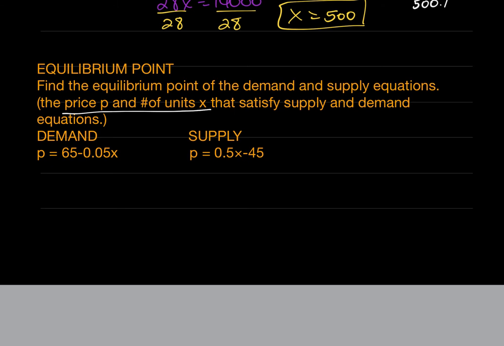So it gives you literally demand is P equals 65 minus 0.05X. Supply is P equals 0.5X minus 45. It's already giving you the system. You just have to solve it.